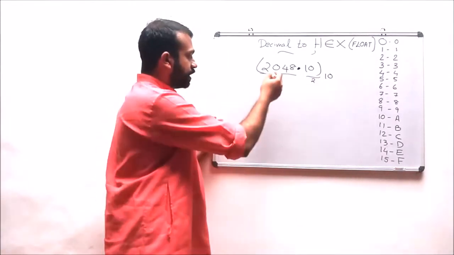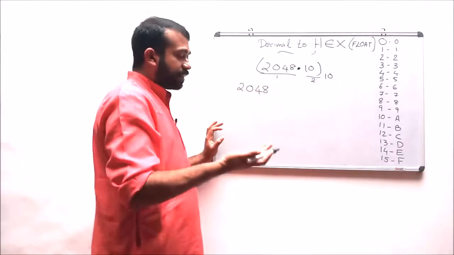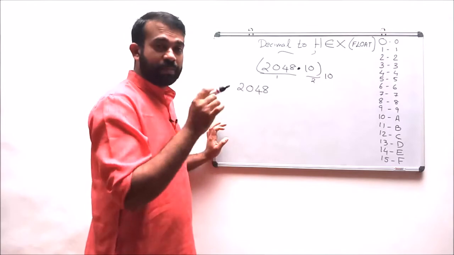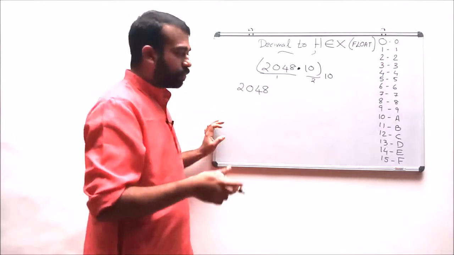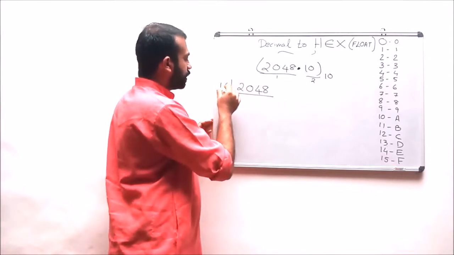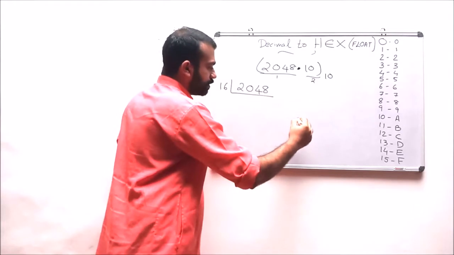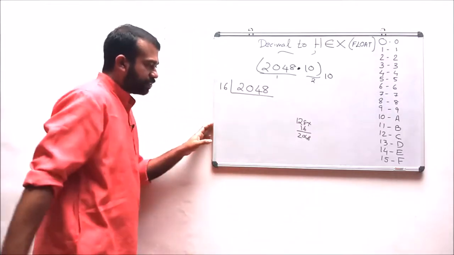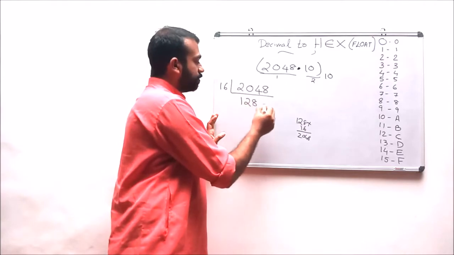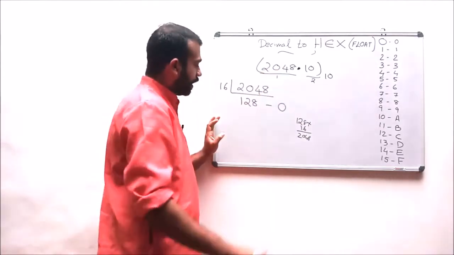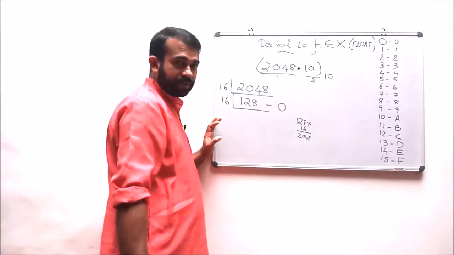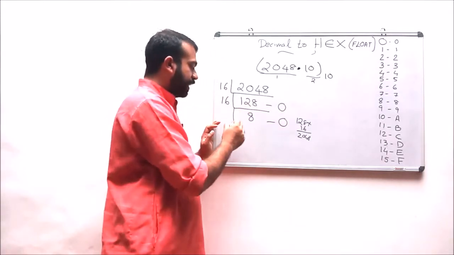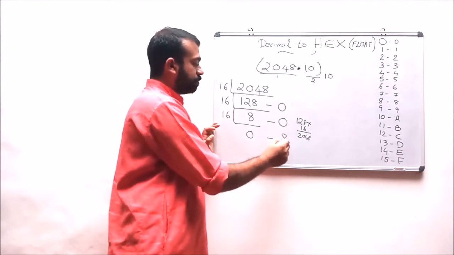In the whole number representation, consider this number 2048. While converting this decimal number into its hexadecimal equivalent, what we have to do is continuously divide this number by the base value 16 until the quotient becomes 0. So 2048 is continuously divided by 16. 128 into 16 will be 2048, so 128 will be the quotient with a remainder 0. And when this 128 is divided by 16, we will get 8 times 16 is 128 with a remainder 0. And when this 8 is divided by 16, 0 will be the quotient with a remainder of 8.